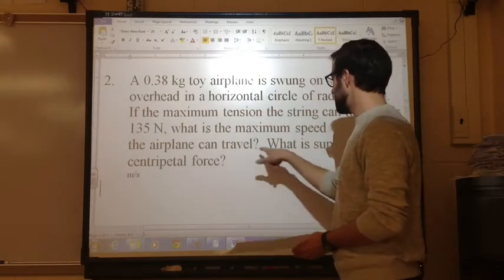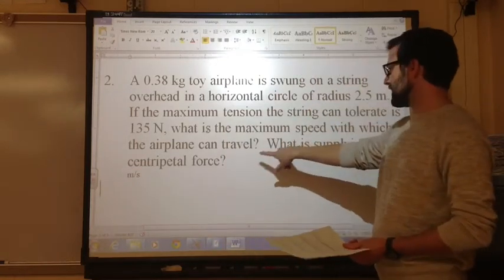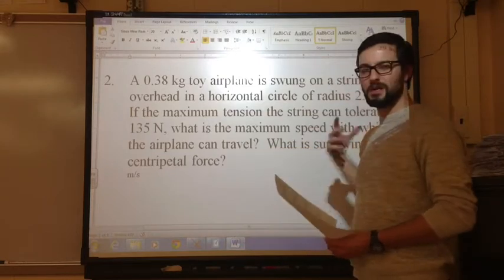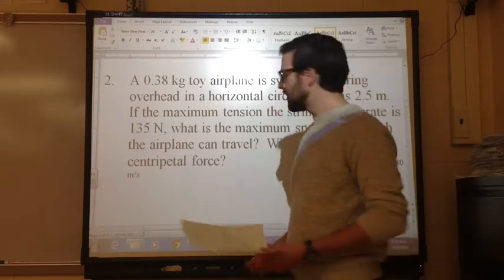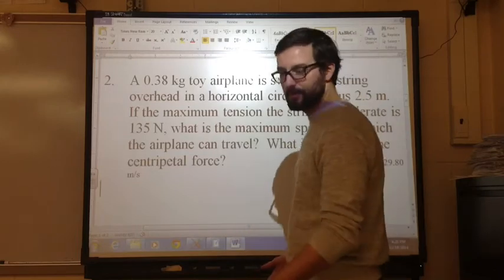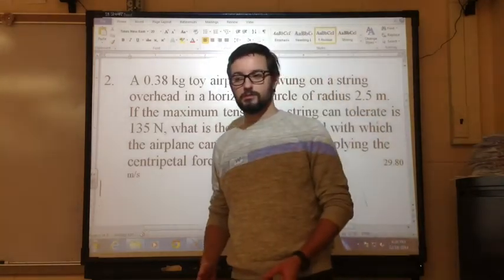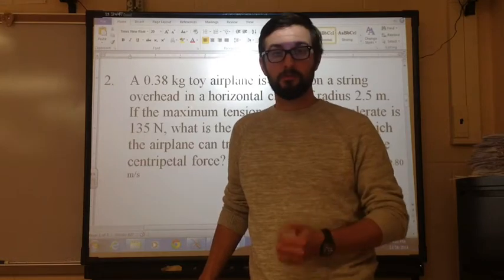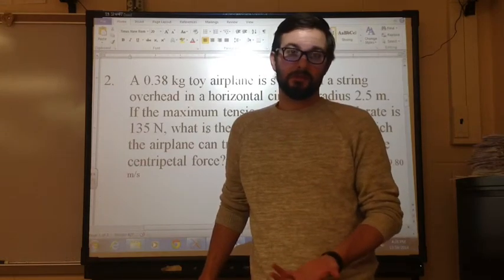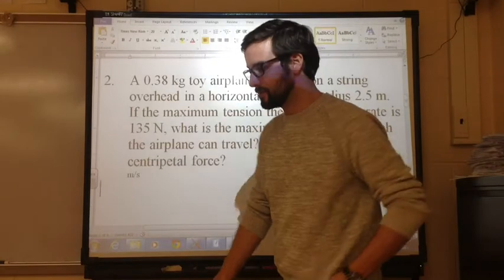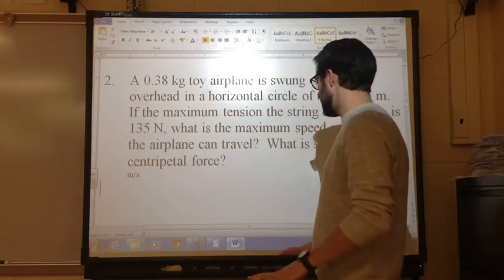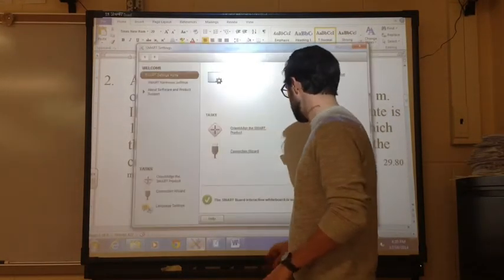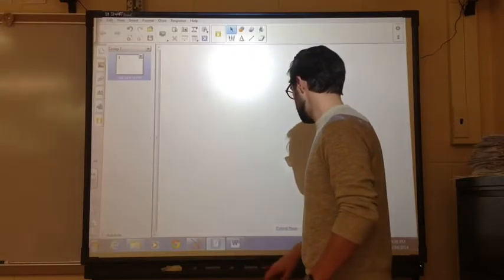So, first of all, this is kind of an exception to most questions, because the most logical question to answer first is the second one. What is supplying the centripetal force? Since our airplane is stuck on a string, the centripetal force is being provided by the string, which means tension. So, tension provides the centripetal force. Start there, and then we'll consider some stuff.